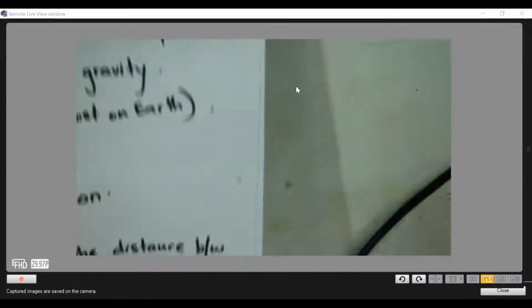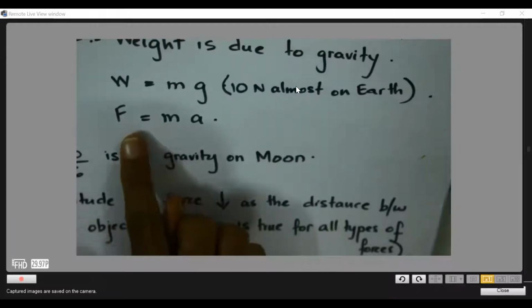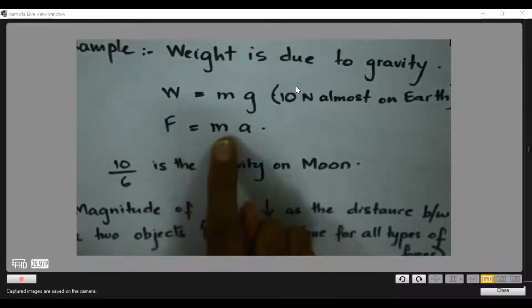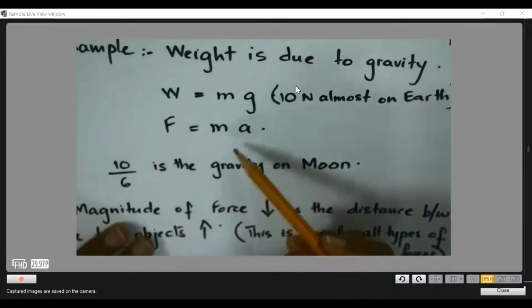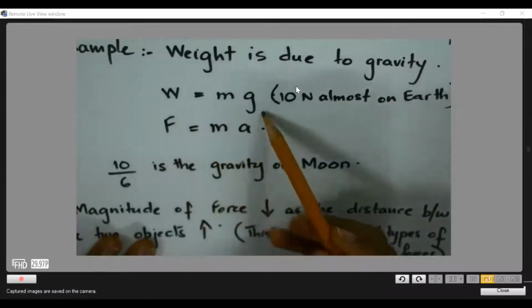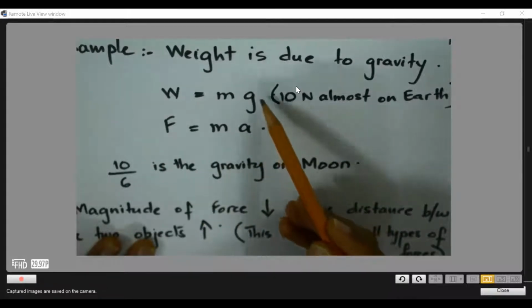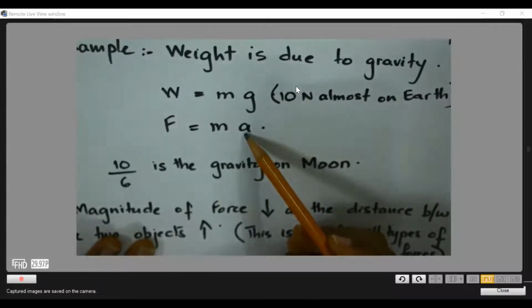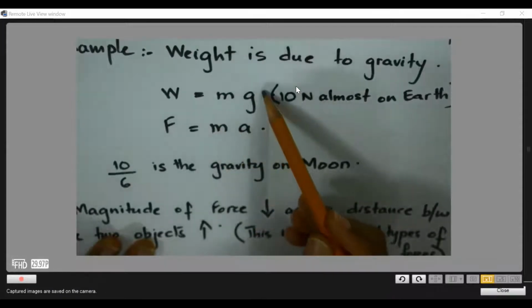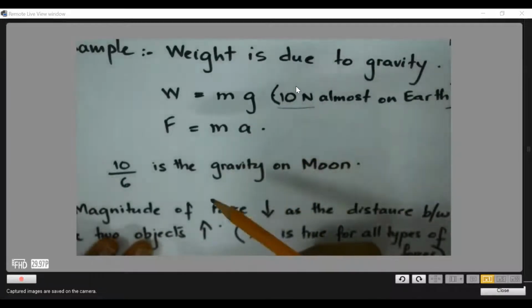Okay, and remember Newton's second law of motion, which talks about this equation: force is equal to the product of mass and acceleration. So when we are talking about weight, the acceleration is due to gravity, and therefore we give it a symbol g. It is basically acceleration due to a force called gravity, and this acceleration is 10 meters per second squared.